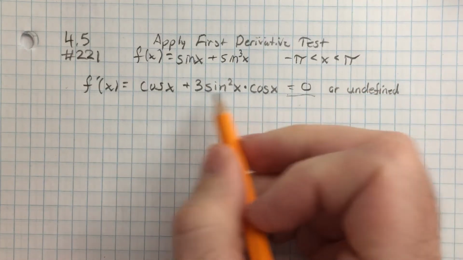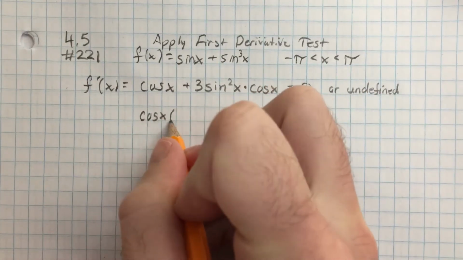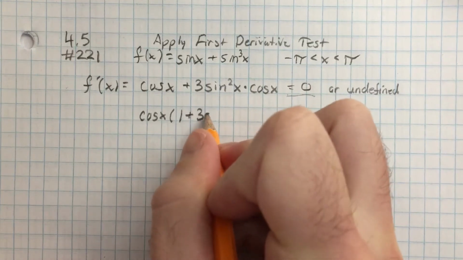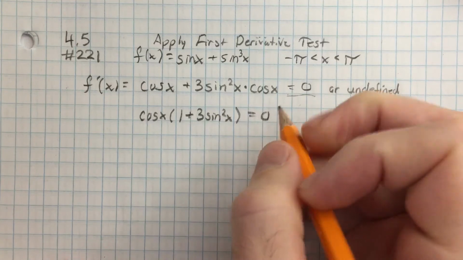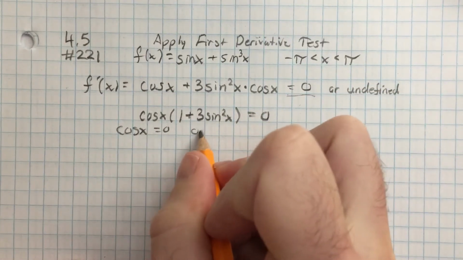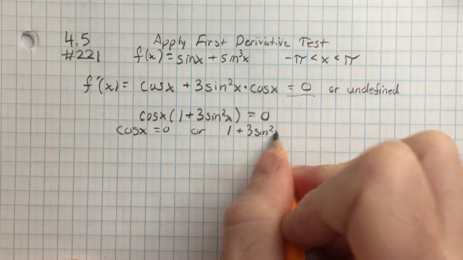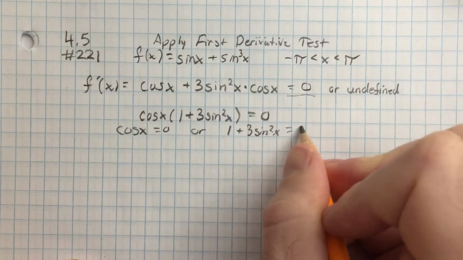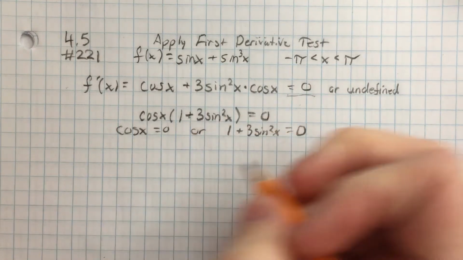So it looks like we can factor off a cos, and that would be a good idea. At least get that much done. So cos x, and then we have 1 plus 3 sine squared left over. That's equal to 0. So you have two options. Either cos x is equal to 0, or the other factor, 1 plus 3 sine squared x, is equal to 0. All right, so we start to solve each one.